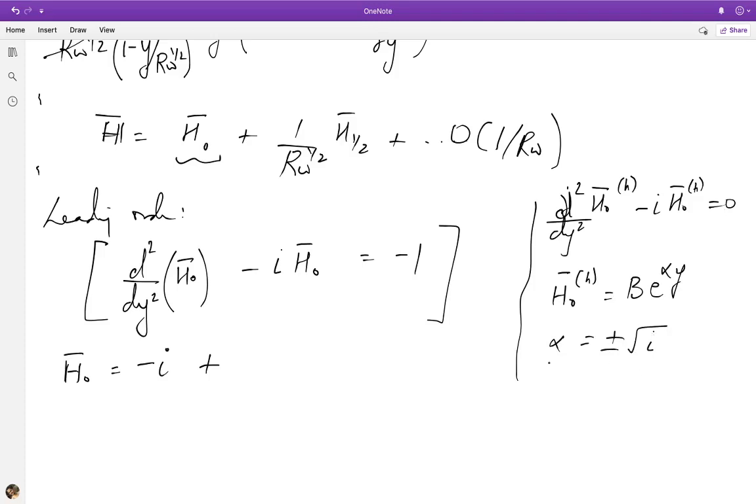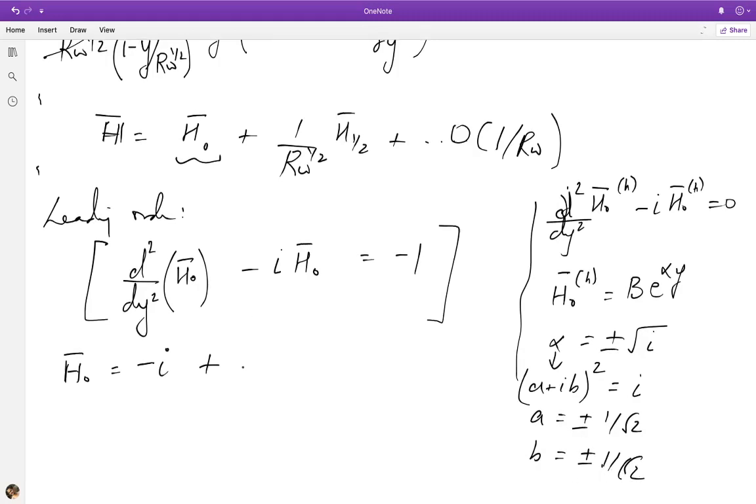And how do you determine alpha here? Well, you must recognize that alpha is itself a complex number. So let me write alpha as a plus ib. So a plus ib squared is equal to i. And then if I solve for this, I will get a is equal to plus minus 1 by root 2, and b is also equal to plus minus 1 by root 2.